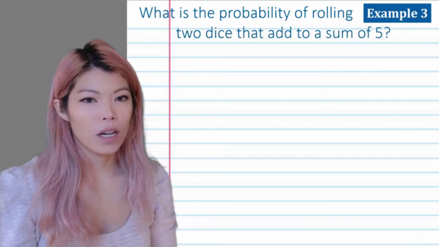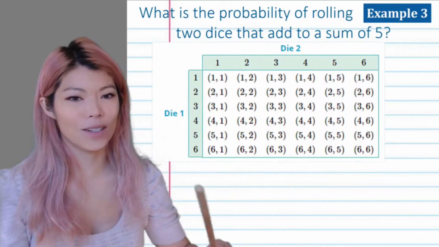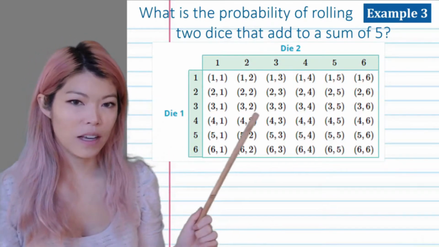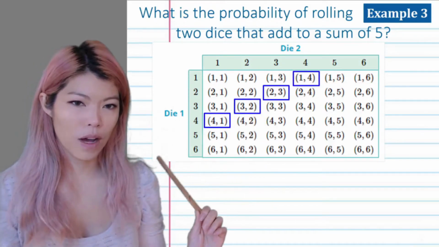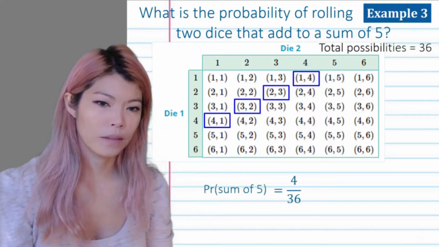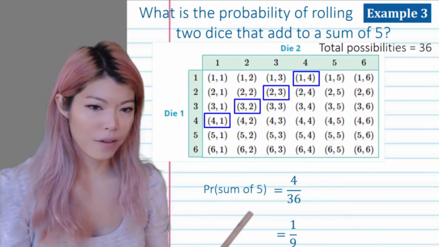What is the probability of rolling 2 dice that add to a sum of 5? In this case, it's handy to do a two-way table because we can quickly see what the sum of 5 is. So we can circle the sum of 5 here. These add up to 5, so there's 4 out of 36. Or in other words, it simplifies to become 1 out of 9.